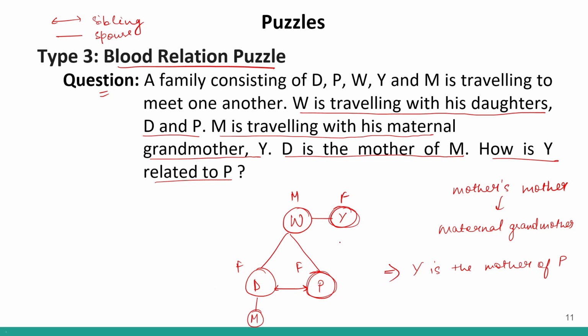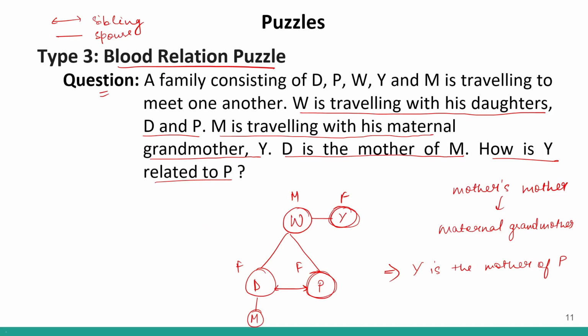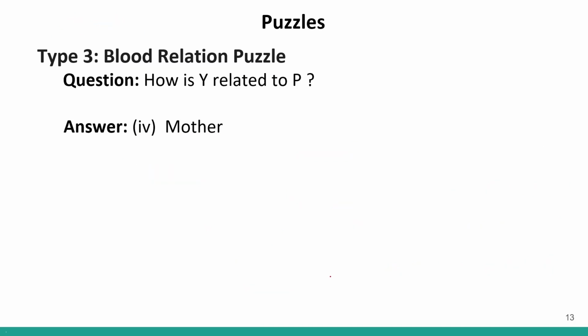So this was a simple question. 3 generations, 5 people. Questions become complicated when there are 4 generations, 8 or 9 people in a family. Then it gets a little complicated. But this was the easy question. So let us look at the options. Option number 4 says mother. So this will be my answer. Y is the mother of P.